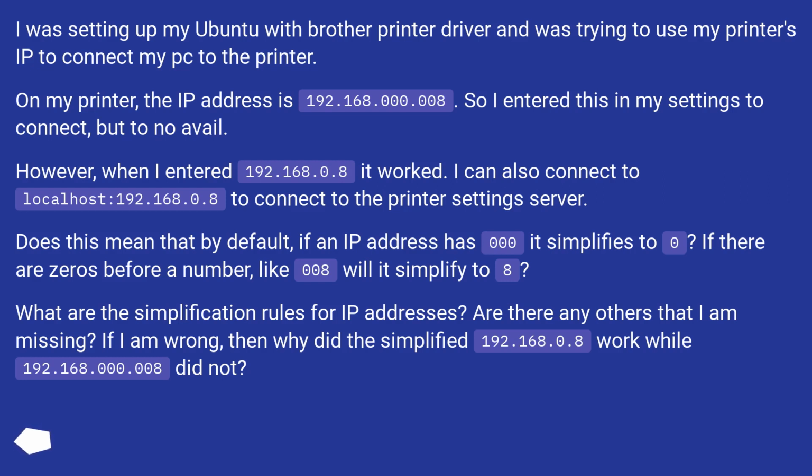What are the simplification rules for IP addresses? Are there any others that I am missing? If I am wrong, then why did the simplified 192.168.0.8 work while 192.168.000.008 did not?